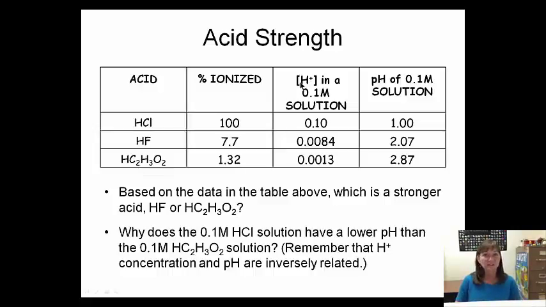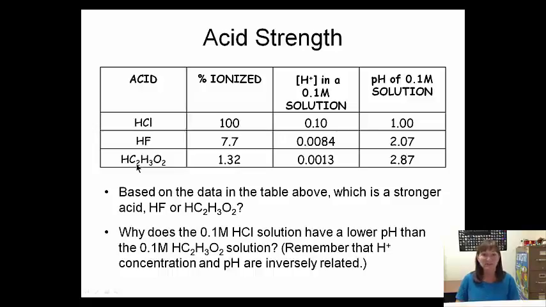The concentration of the hydrogen ion in a 0.1 molar solution of each of these acids, so here's the concentration of hydronium, and if you use the formula you can calculate the pH from the hydronium concentrations, and here's the pHs. So I have a couple questions for you. Based on the data in the table, which is a stronger acid, hydrofluoric acid or acetic acid? So when you look at that, I hope you can say that hydrofluoric acid is stronger than acetic acid.